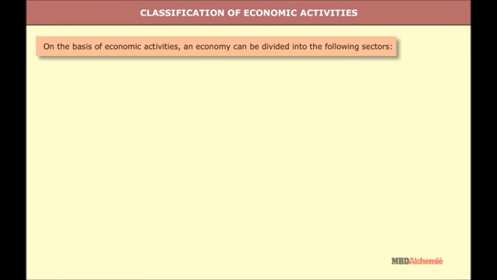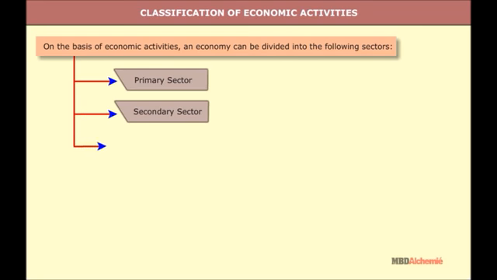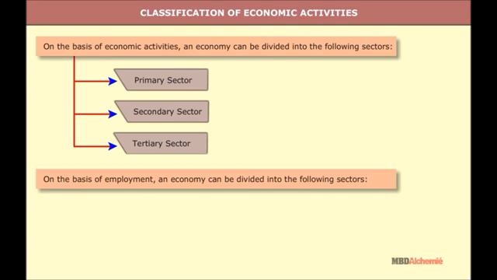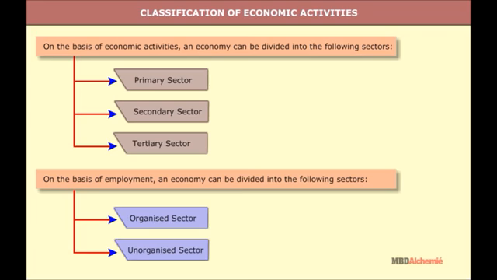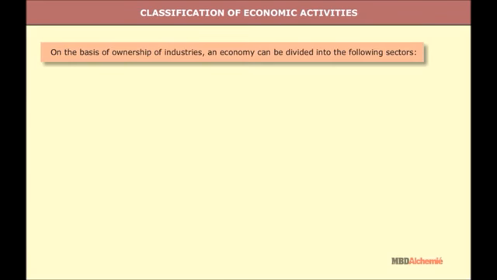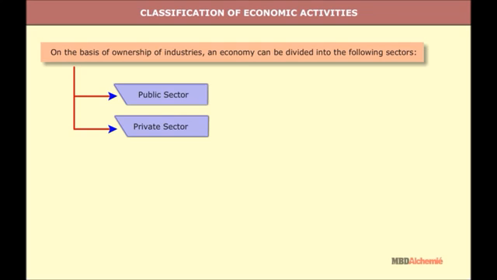Classification of economic activities. On the basis of economic activities, an economy can be divided into the following sectors: primary sector, secondary sector, tertiary sector. On the basis of employment, an economy can be divided into the following sectors: organized sector, unorganized sector. On the basis of ownership of industries, an economy can be divided into the following sectors: public sector, private sector.